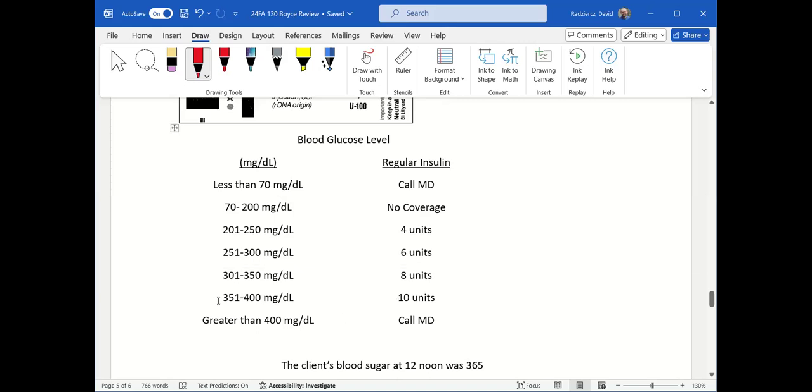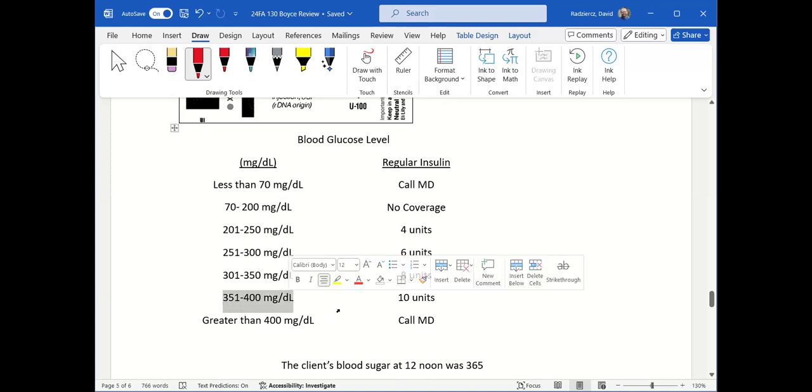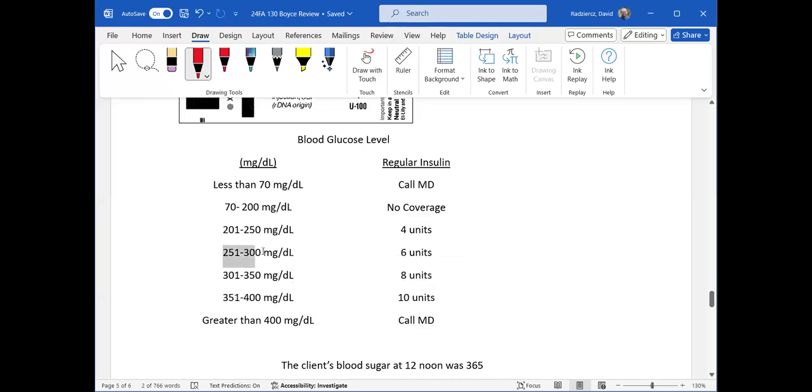And then you just look at the different ranges for the blood sugar, and you can see that 365 fits in here. Okay, so if it was 265, if it was 165, you can just see the different areas where you would administer insulin or not. If it tells you no coverage, then you know that you don't need to give them insulin.